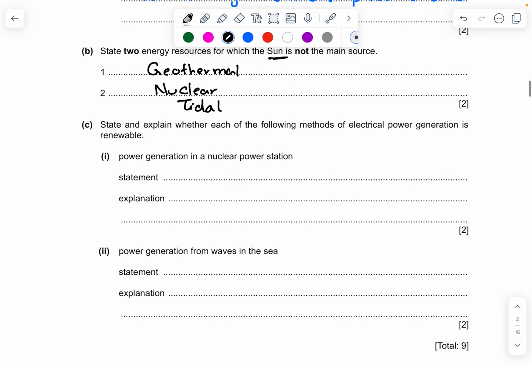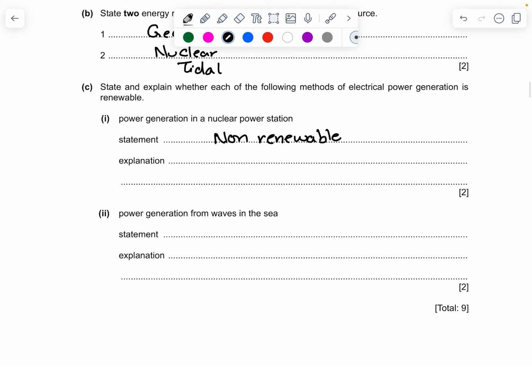State and explain whether each of the following methods of electrical power generation is renewable. Power generation in a nuclear power station. So a nuclear power station is non-renewable. Why is it non-renewable? Because it gets exhausted one day. So what you can write is: all nuclear fuel can be used up.